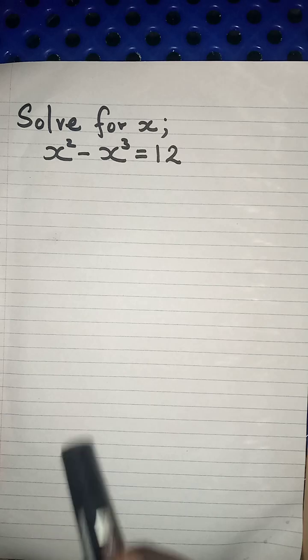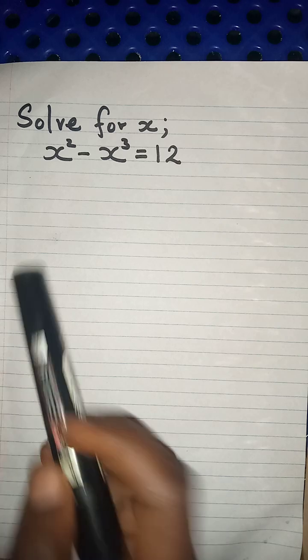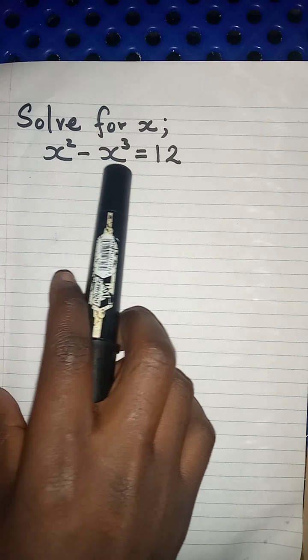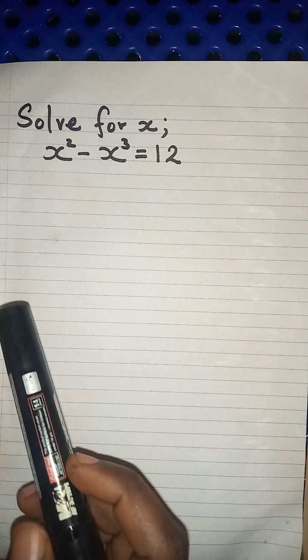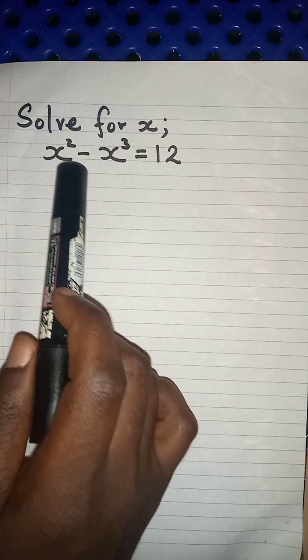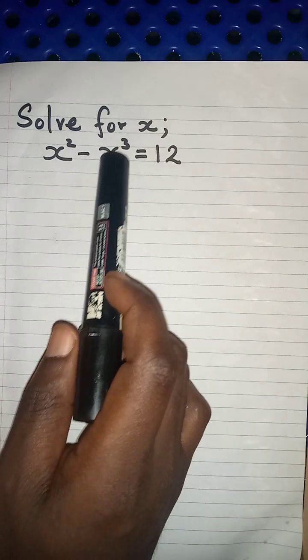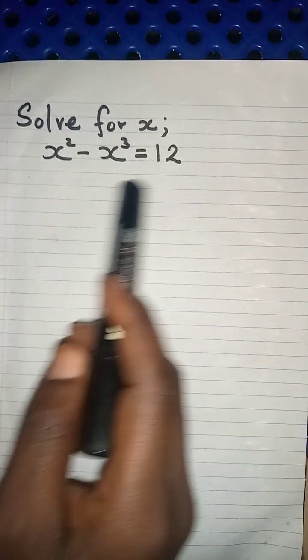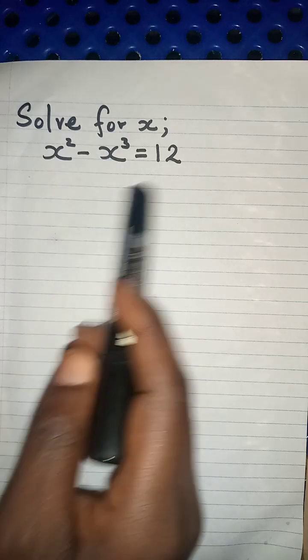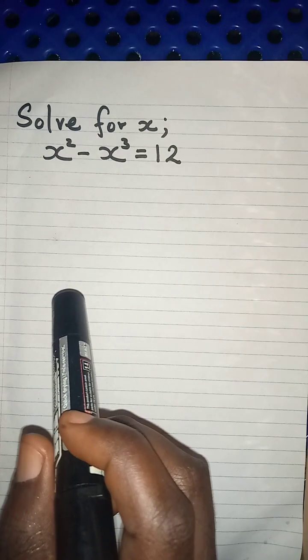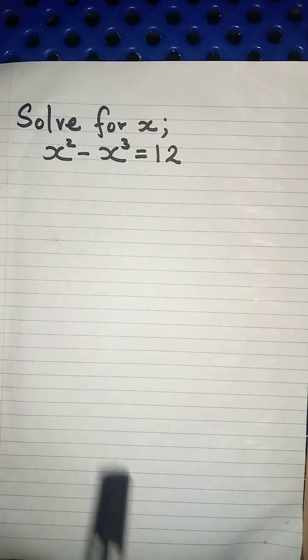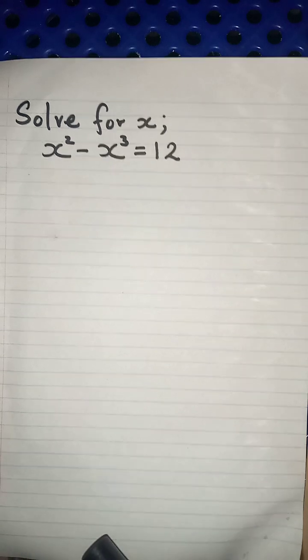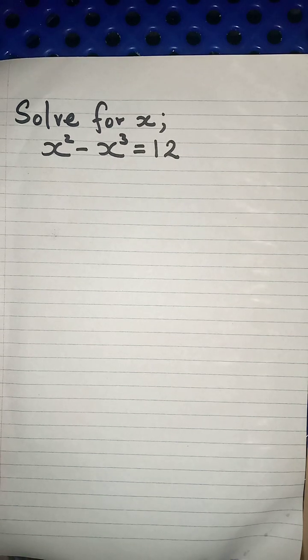We are told to solve for the value of x in this index type of equation, given that x squared minus x cubed is equal to 12. This question, you can predict the value of x easily if you're a genius, that is of course. But I'm going to take you through step by step until you find the final value of x.